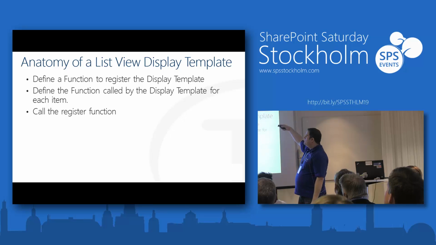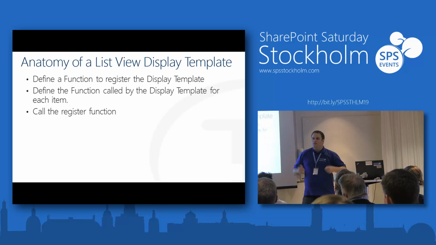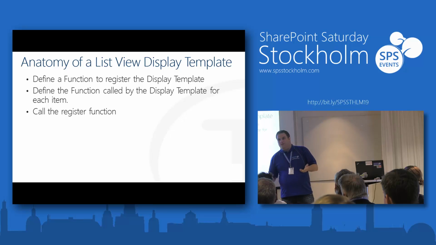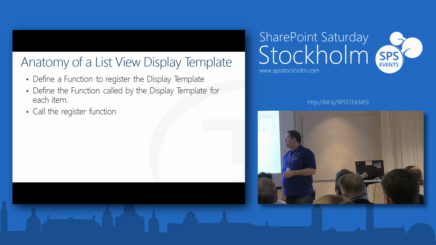So we're going to talk first about the function that registers our display template. This is where we tell SharePoint, this is the template that I want to use for this particular list view. We're going to define the function that each display template calls, and then at the end of it, we're actually going to call the register. There's a specific reason why we do this, and we'll step through that.